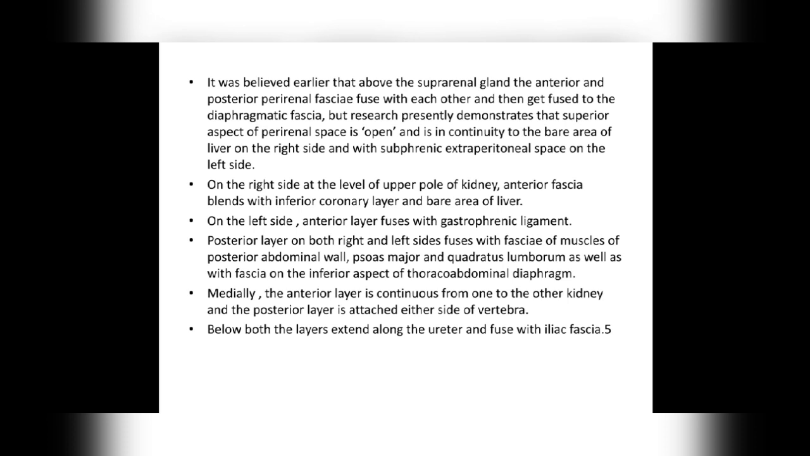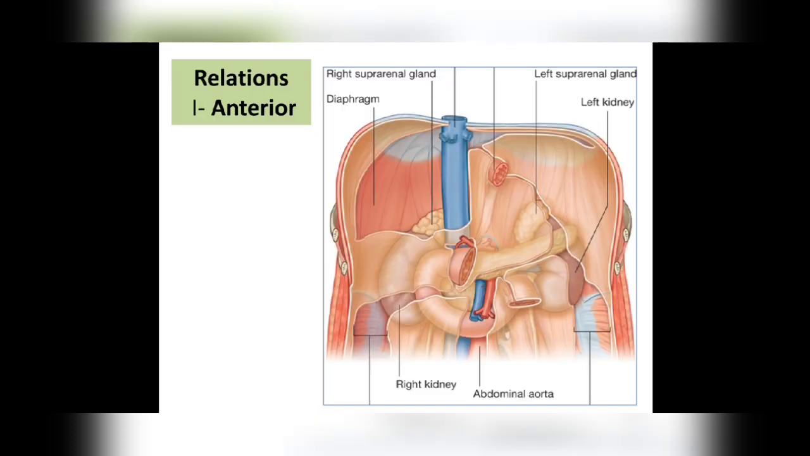The posterior layer on both right and left sides fuses with the fascia of the muscles of the posterior abdominal wall, psoas major and quadratus lumborum, as well as with the fascia on the inferior aspect of the thoraco-abdominal diaphragm. Medially, the anterior layer is continuous from one kidney to the other and the posterior layer is attached on either side of the vertebra. Below, both layers extend along the ureter and fuse with the iliac fascia.